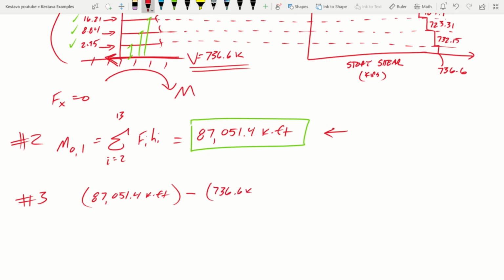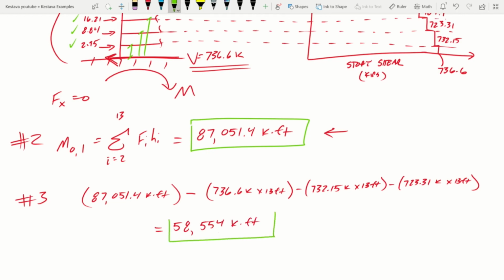So we do 736.6 kips, that's the base shear, times 13 feet, minus the next one up, so 732.15 kips times 13 feet, because it's just the story height. We're not using our story forces, we're using the shear diagram for this, minus 723.13 kips times 13 feet. That gets us 58,554 kip feet. That is the answer to number 3.